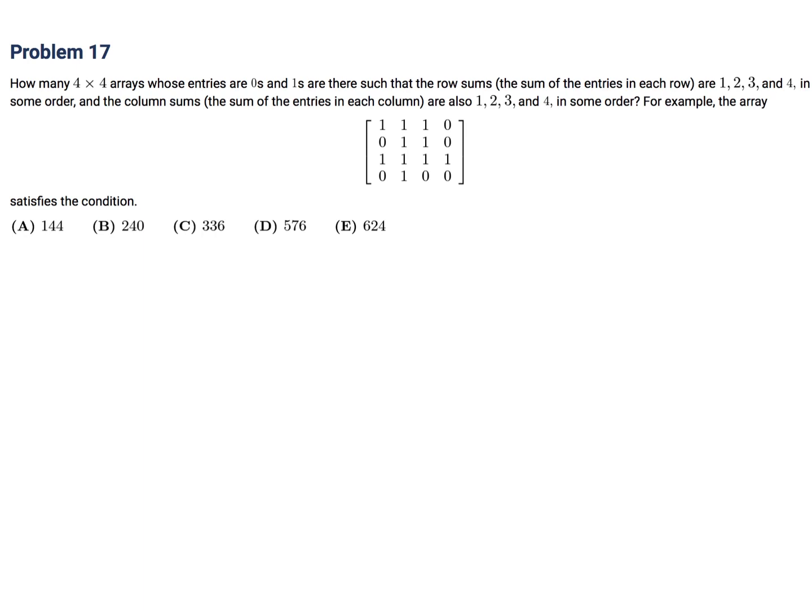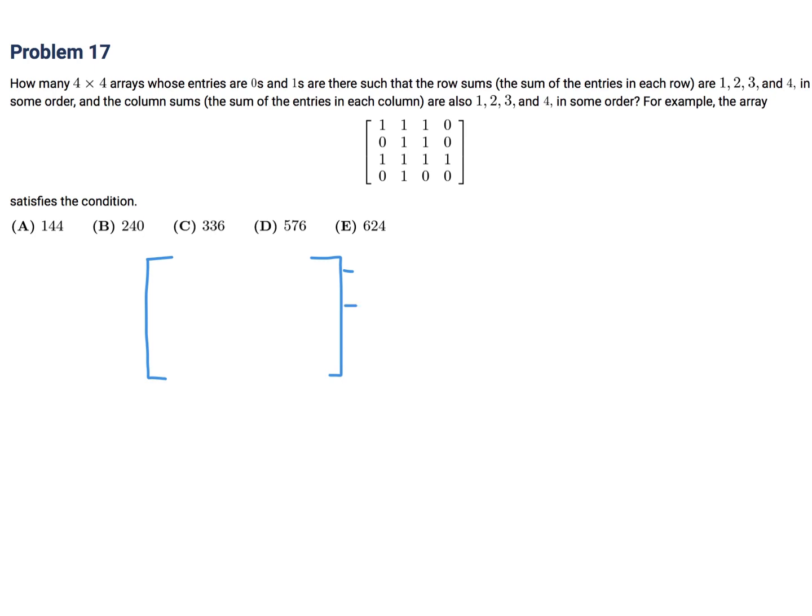Problem 17. How many 4x4 arrays whose entries are zeros and ones are there such that the row sums are 1, 2, 3, 4 in some order, and the column sums are also 1, 2, 3, 4 in some order? For example, this array satisfies the condition. Oh boy. All right, so we've got some array here.